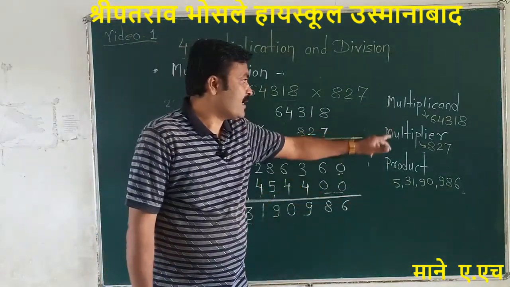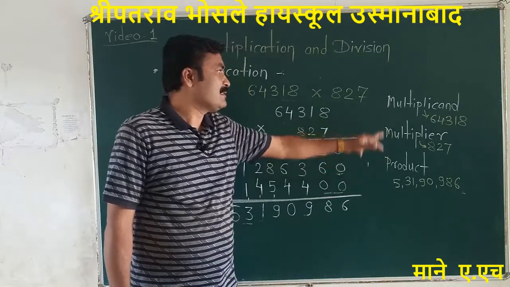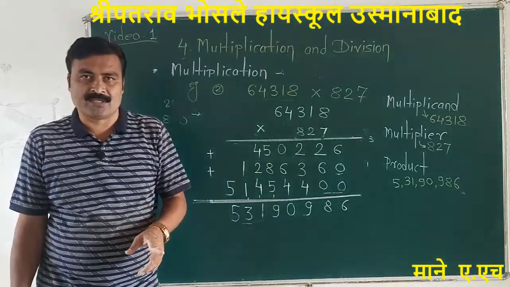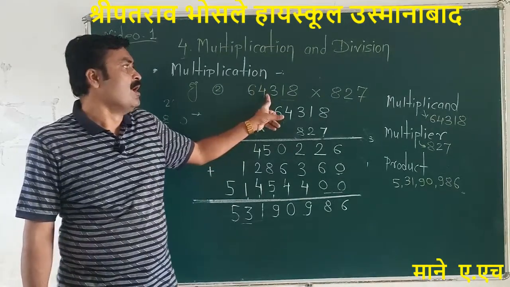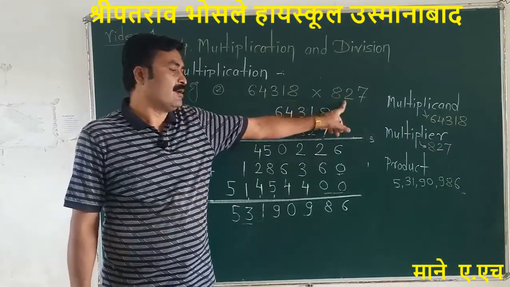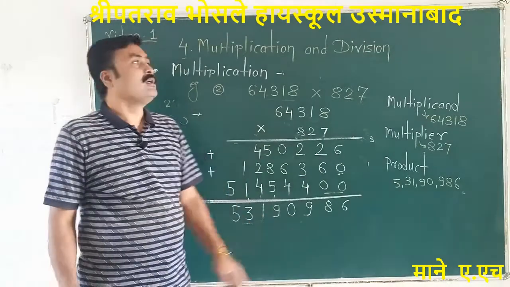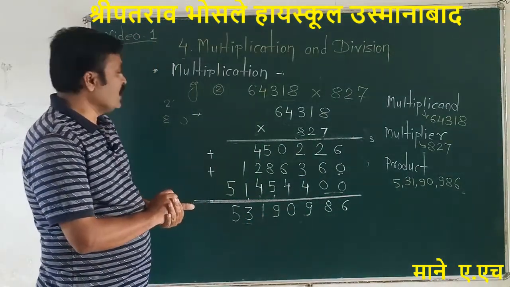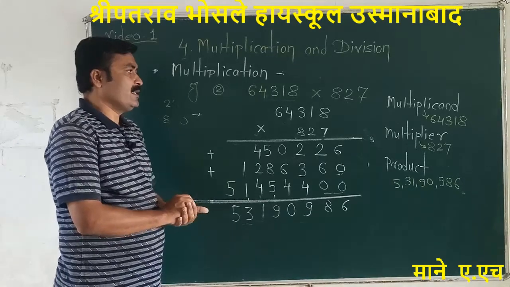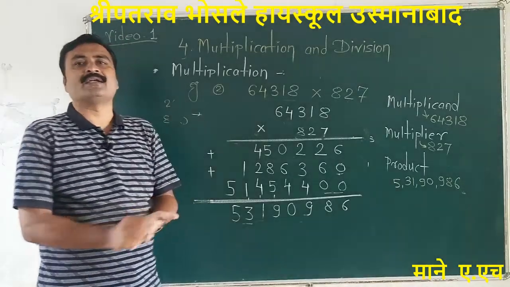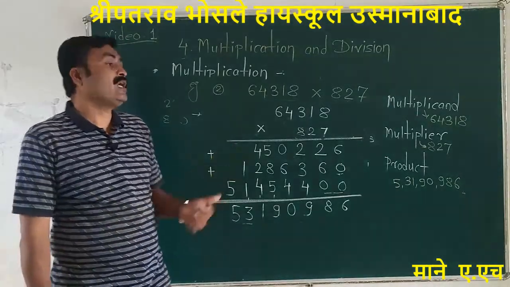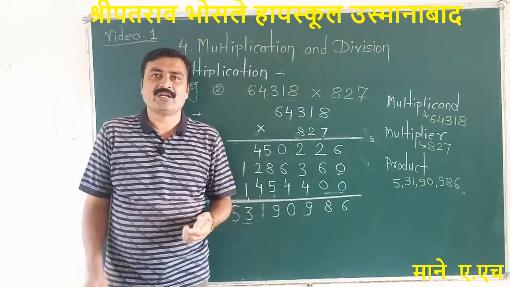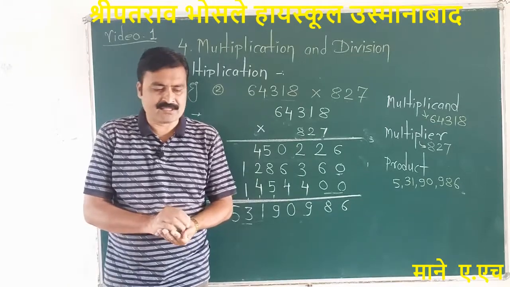So let's recite, let's remind these three concepts related to the multiplication process: multiplicand, multiplier, and product. After this whole explanation of the multiplication process, I think you will understand how to carry out such bigger examples in multiplication. So this is somewhat an introduction to the multiplication process.